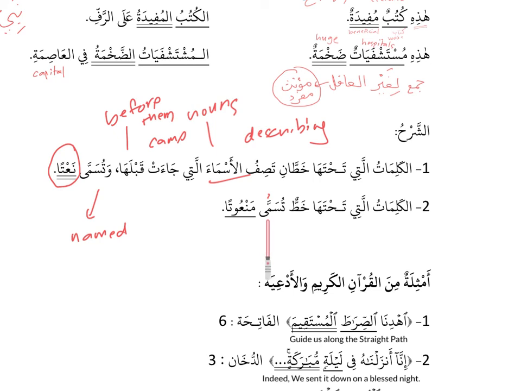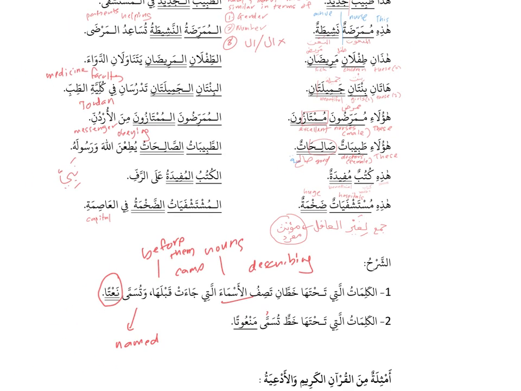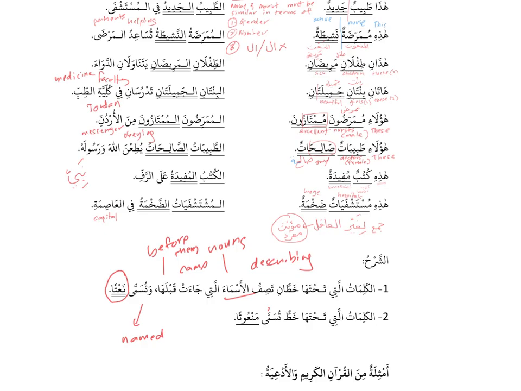And point number two, al-kalimatul lati tahtaha khat, the words that come with one line, one khat, tusamma, it is called man'ut. So all these words with one line before the na'at, these are all the man'ut. Yeah? For example, the word mustashfayat, kutub, tabibat, these are all the man'ut. So this is just to differentiate the na'at and man'ut.